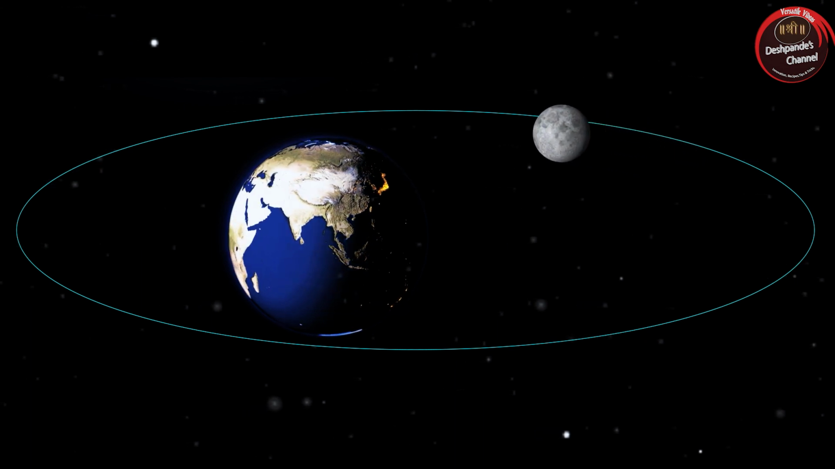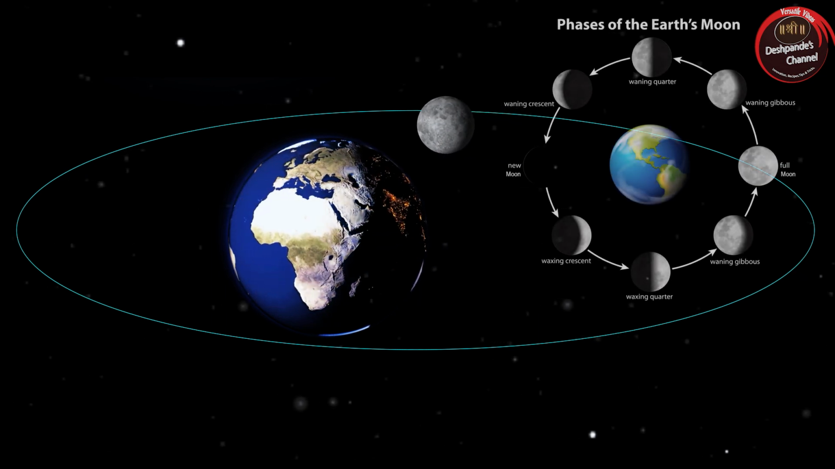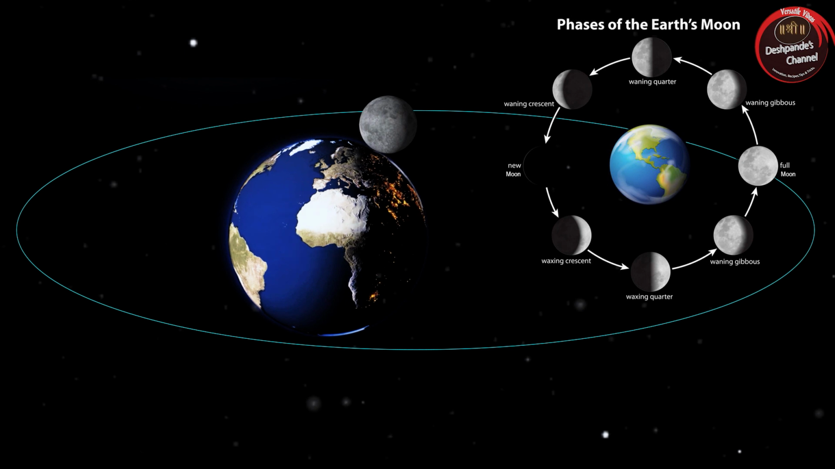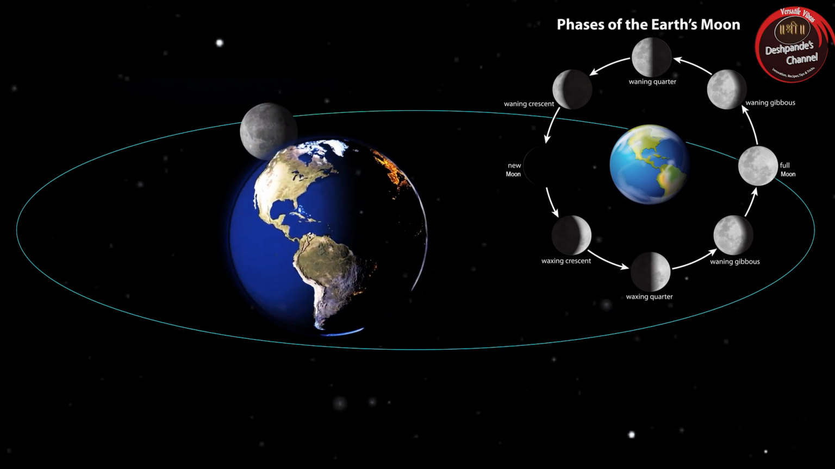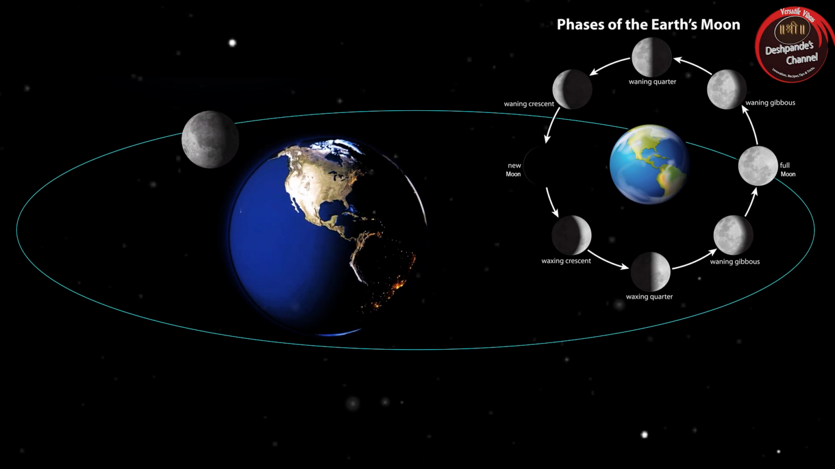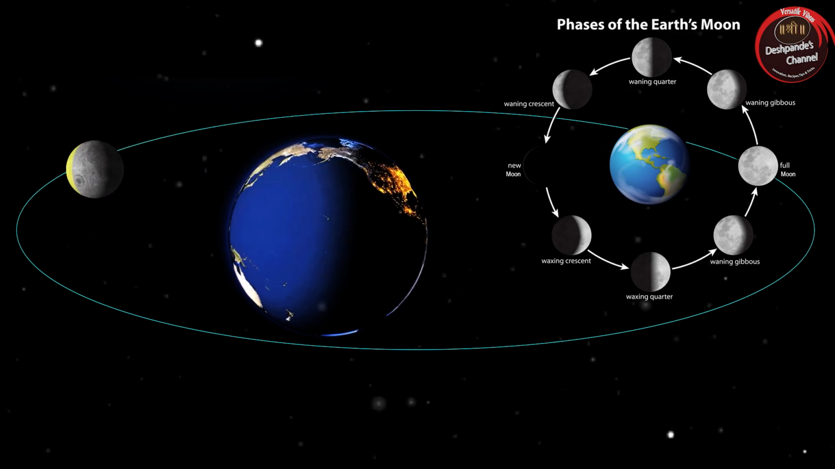The moon also has phases, which are changes in its appearance depending on how much of its sunlit side we can see from Earth. The phases range from new moon, when it is completely dark, to full moon, when it is fully illuminated, and back again in about 29.5 days.